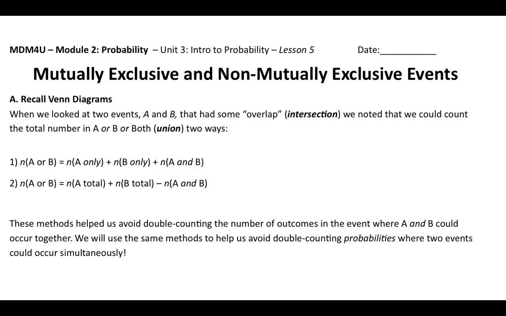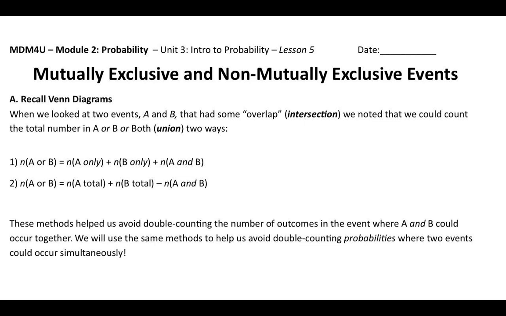All right, so welcome to lesson 5. This is the last lesson in our Introduction to Probability unit. We've already looked at single events, and then we've looked at compound events and how they can be independent of each other or dependent upon one another. And we've also looked at some conditional probabilities. But now we want to also look at mutually exclusive and non-mutually exclusive events.